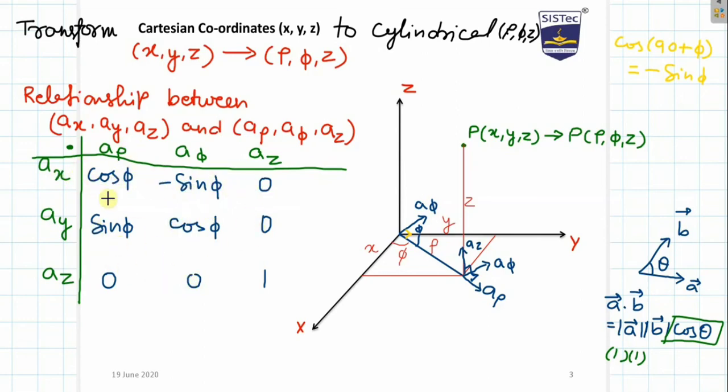Now ax dot a rho is cos phi, ax dot a phi is minus sin phi, ax dot az is 0. So like this we can convert it.